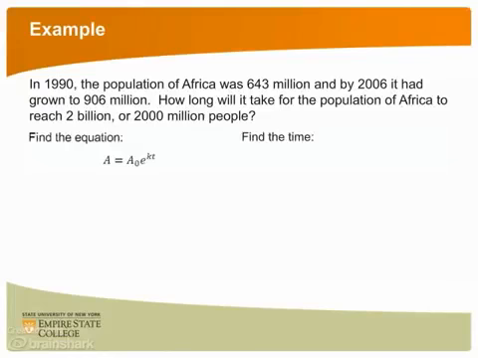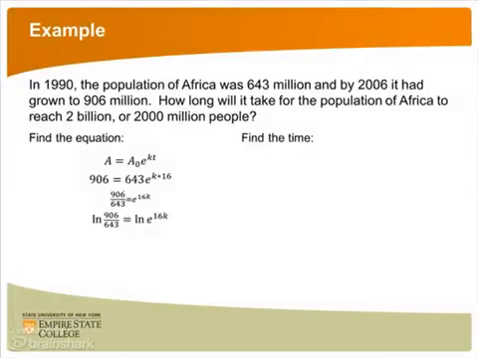We know that the population growth is exponential, so we use the exponential growth equation. We insert the information that we know. The ending population of 906, the initial population of 643, and the time elapsed of 16 years. Divide both sides by the initial population. We opt to leave the division as a fraction, rather than being forced to round this early in the solution process. Take the natural logarithm of both sides of the equation.